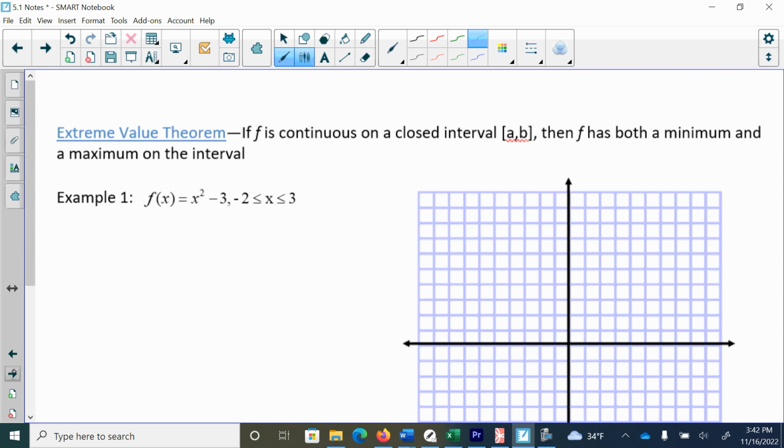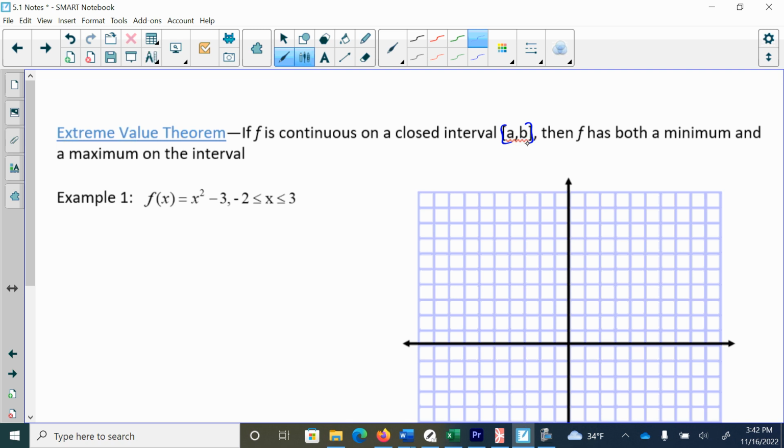So let's talk about the first one. If I say that f is a continuous function on the closed interval from A to B, then f has both a minimum and a maximum on that interval. If I'm telling you that I'm only looking at that function between 2 points, then I most definitely can have a max and I most definitely can have a min.